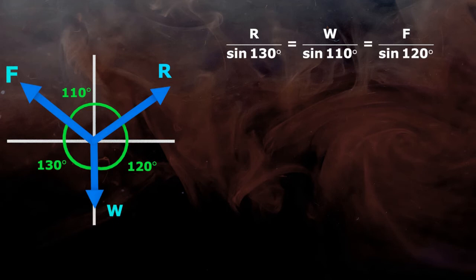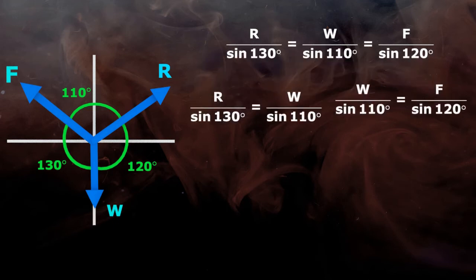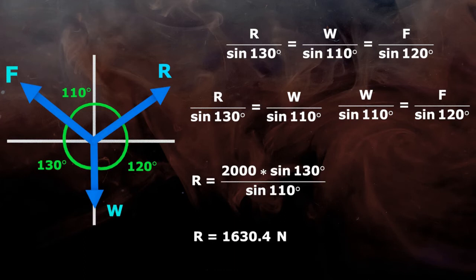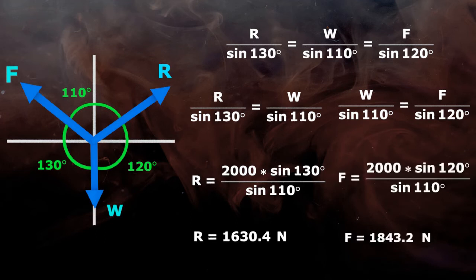Now the magnitude of force W is known to us, that is 2000 Newton, and magnitudes of R and F is to find out. So let's compare the equations of R and F with W individually. After putting all values, we get R equals to 1630.4 Newton and F equals to 1843.2 Newton.